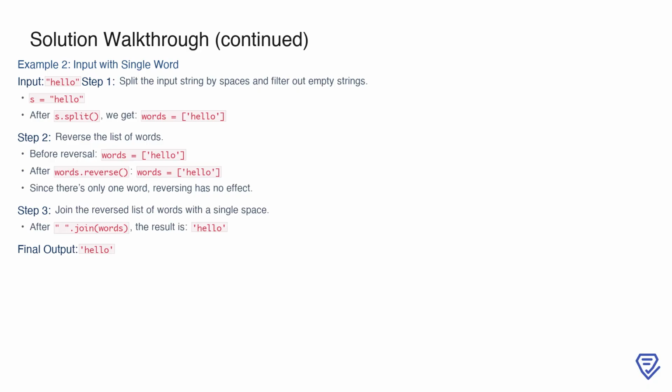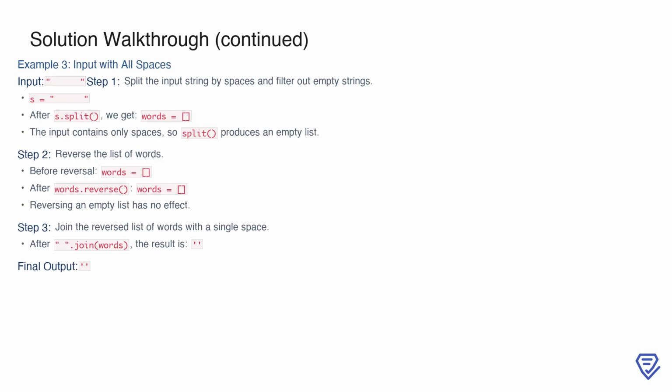Then, we reverse this list. However, reversing a single word list doesn't change its order, so the list remains as hello. Finally, joining the words with a single space gives us the same result, "hello." This demonstrates that the solution gracefully handles single word inputs without altering the content unnecessarily.